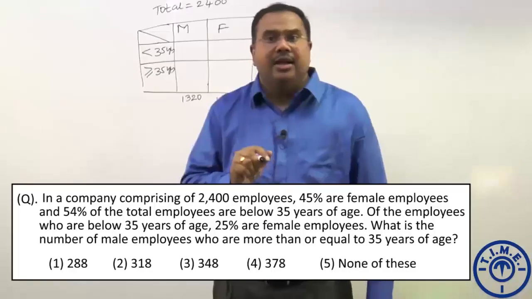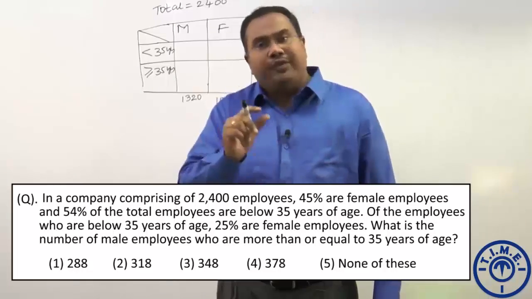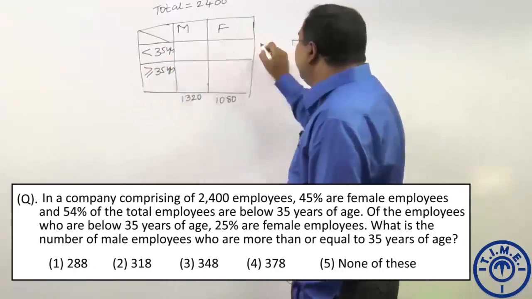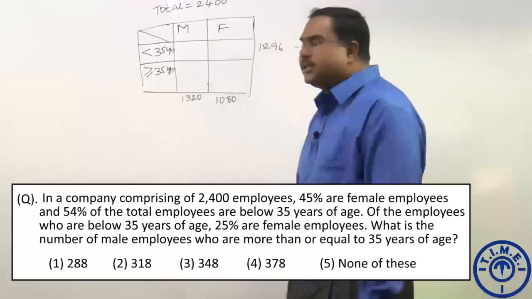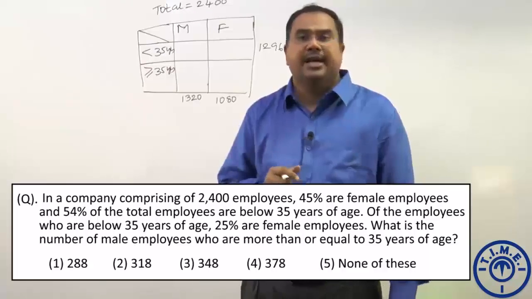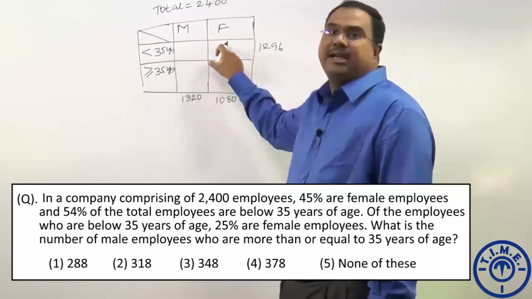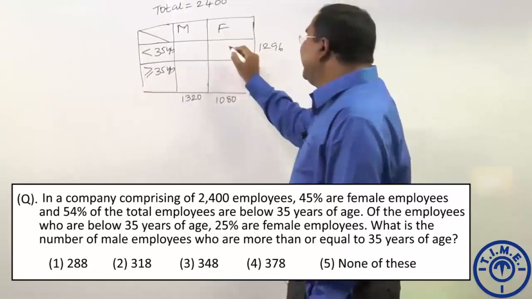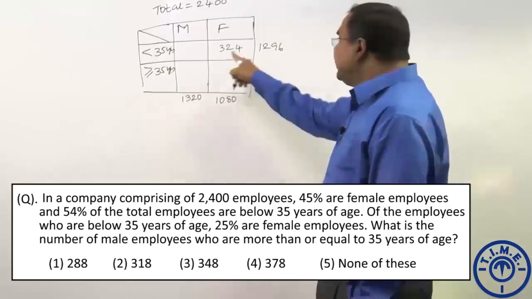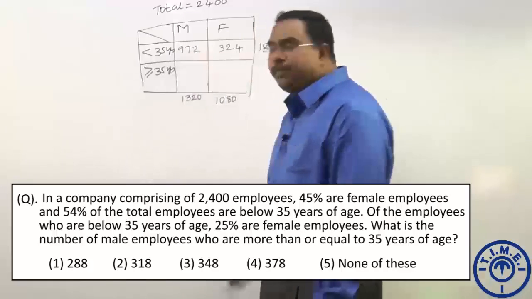And he has given that the employees who are having less than 35 years is equal to 54% of total employees. So, 54% of total employees comes to around 1296. So, for less than 35 years, the total value is 1296. Out of this 1296, he has given females are 25%. If you solve this 25%, it will be 324. Now, total is 1296, this is 324, so the number of males will be 972.